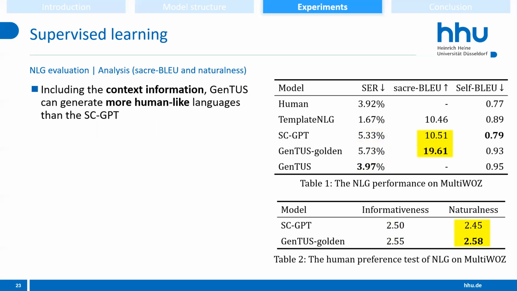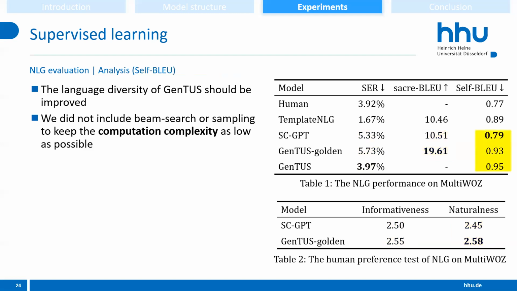Then we can look at the BLEU score and the naturalness. We can find out, including the context information, GenTUS can generate more human-like language than SCGPT. However, the language diversity of GenTUS should be improved because we did not include beam search or sampling in our decoding process. We want to train a dialogue system with GenTUS, which means there's a huge amount of interaction, so we want to keep the computation complexity as low as possible.